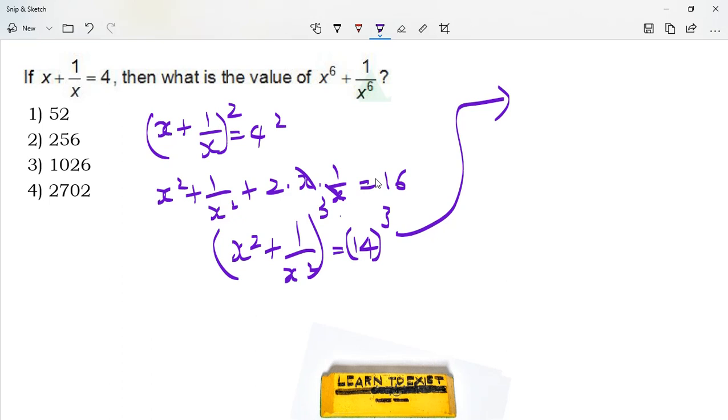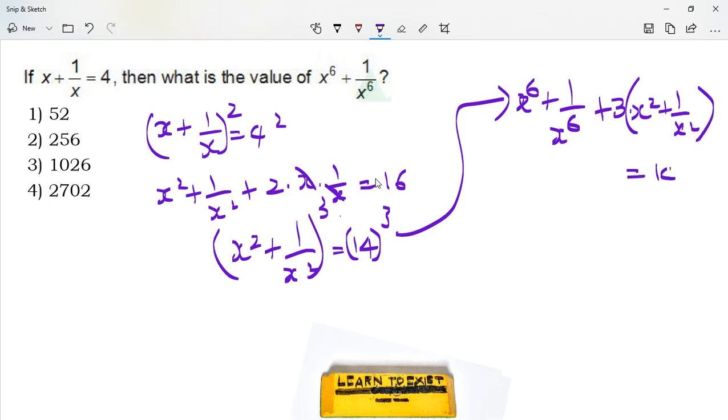This would be a plus b whole cube. What is the expansion? a cube plus b cube plus 3ab, 3 into x square into 1 by x square into a plus b. So x square plus 1 by x square, and it should be 14 cube. Okay, so we need to find out this value, right? This value has to be found out, and we know x square plus 1 by x square is 16 minus 2, 14, right?